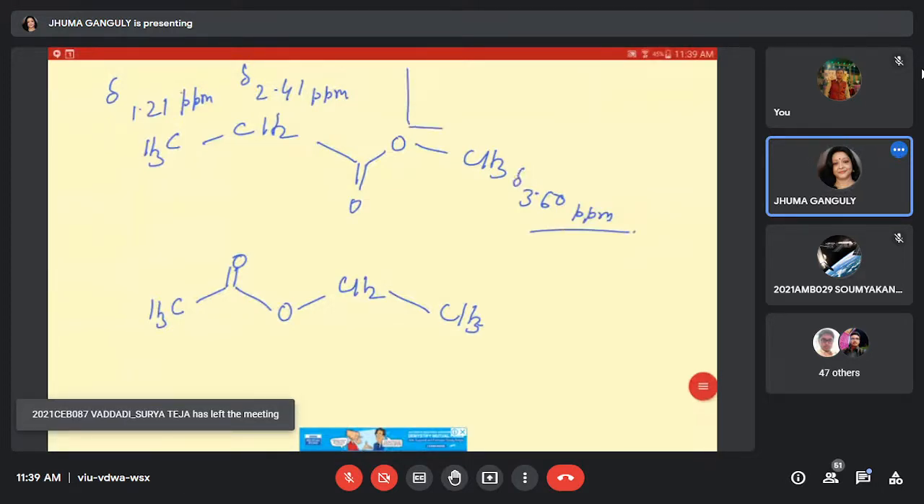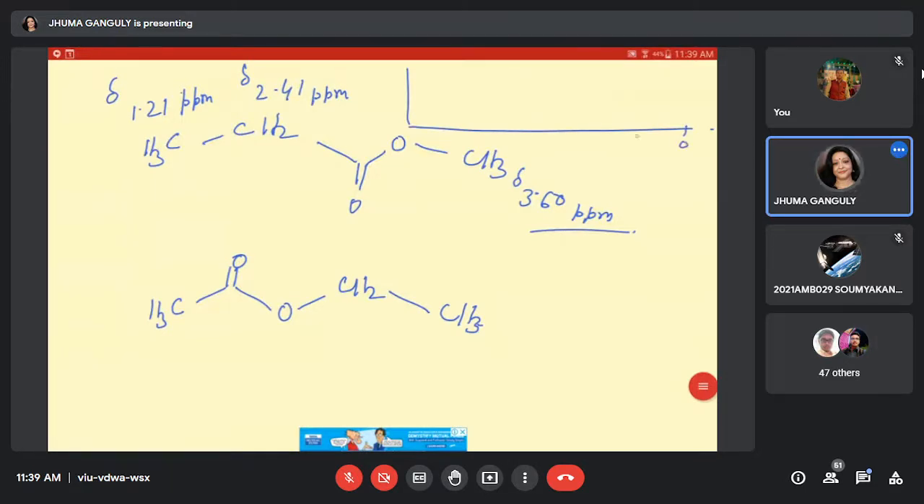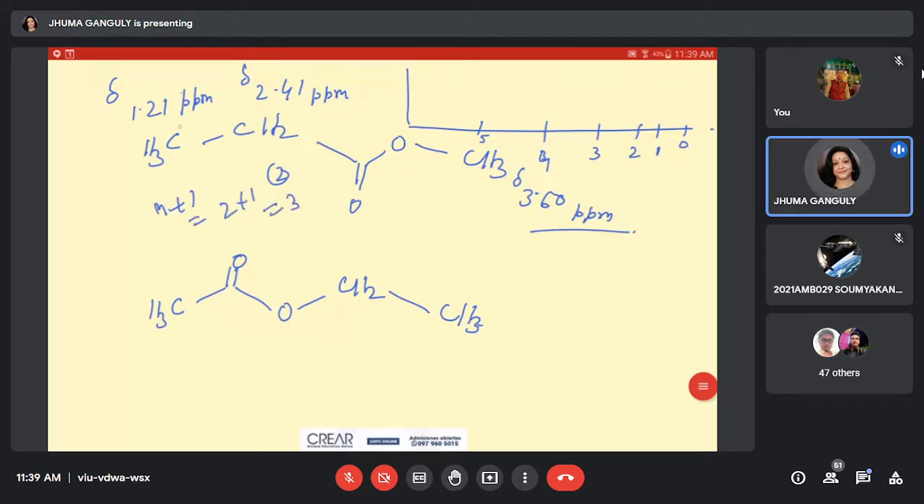And the splitting pattern. Suppose you have 0, 1, 2, 3, 4, 5. So 1.21. The number of neighboring protons is 2, so by the n plus 1 rule, 2 plus 1 is equal to 3. So this methyl group is a triplet. And this methylene group, because of the 3 methyl protons, is a quartet. And this one at 3.6 has no neighboring proton, so it is only a singlet.